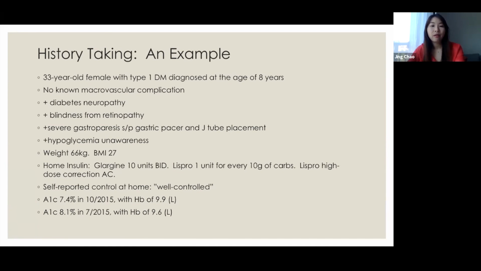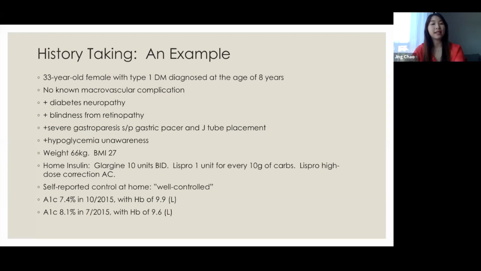She tells you, my home regimen is Glargine 10 units twice a day. I take Lispro 1 unit per 10 grams of carbs, Lispro high dose correction AC before meals. In a few slides down the road, I will show you what the carb ratio and correction doses mean, but this is what she's telling you. Everything sounds sophisticated and good, but in a moment, we'll discuss whether that's really good or not. This patient tells you, my blood sugar is well controlled at home, quote unquote.